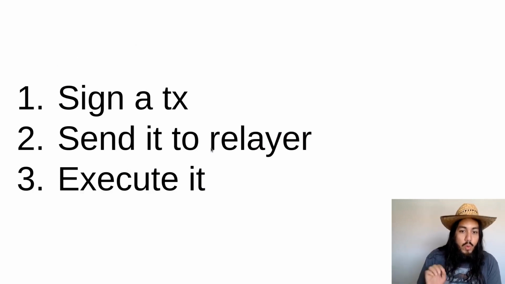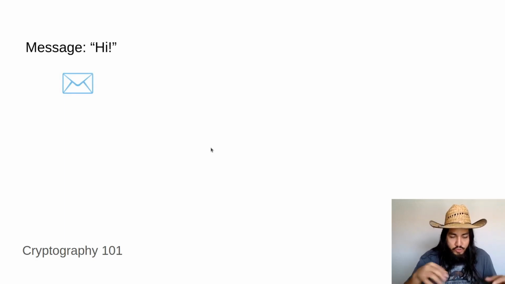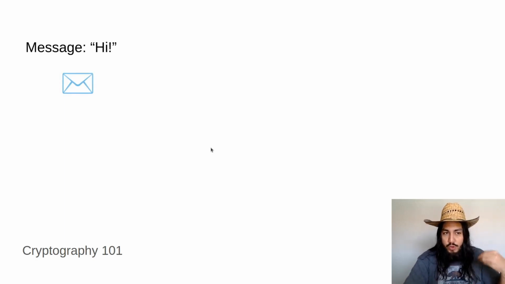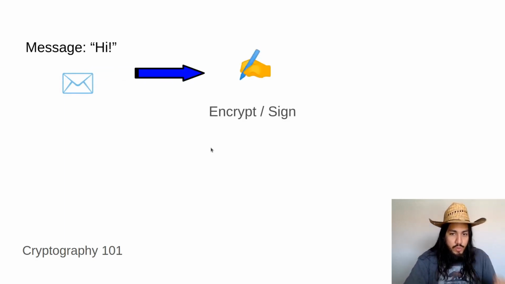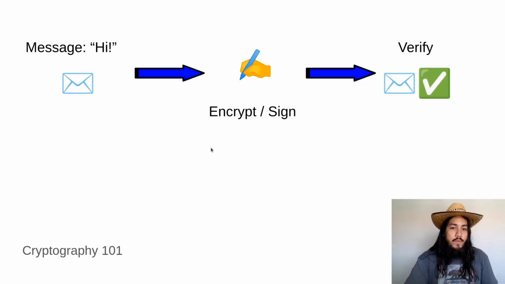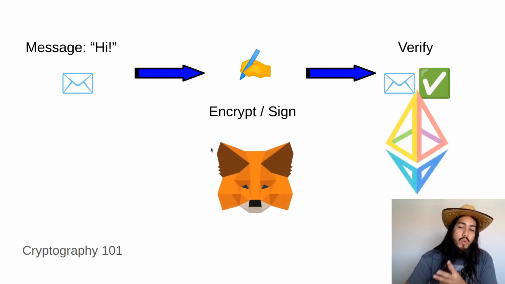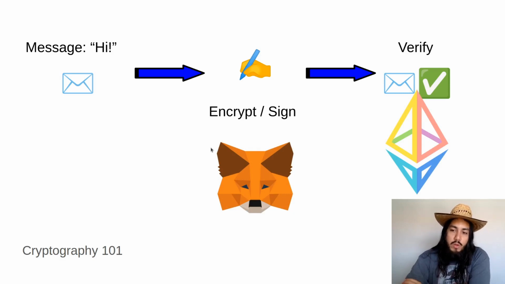We're also going to learn what a relayer is, and then execute it. This is usually a three-step process. First, we're going to create a message, then we're going to sign it, and then we're going to verify it and execute it. For signing, we're going to use MetaMask, and for verifying, we're going to use a smart contract. We're going to do it on the Ethereum Virtual Machine, on the Goerli testnet.